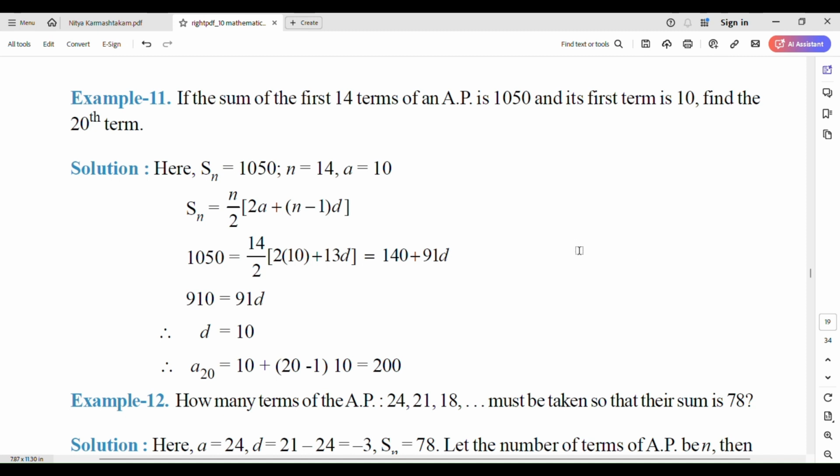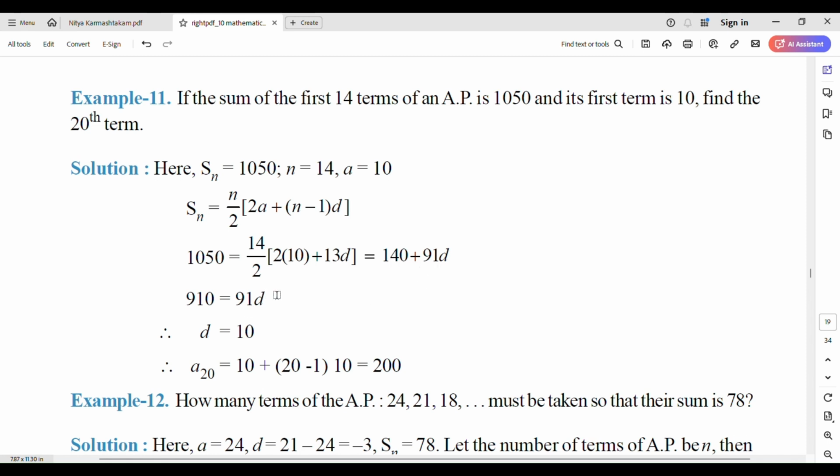Let's do some more examples and learn how many ways we can use this formula and what are the things we can derive. If the sum of first 14 terms of an AP is 1050 and its first term is 10, find the 20th term. So this is one kind of question. S of n equal to 1050, n equal to 14, so we can call it S of 14 is 1050, and a equal to 10. So if I substitute, 1050 equal to 14 by 2 into 2 into 10 plus 13d, equal to 140 plus 91d.